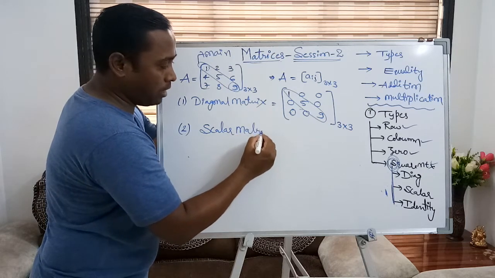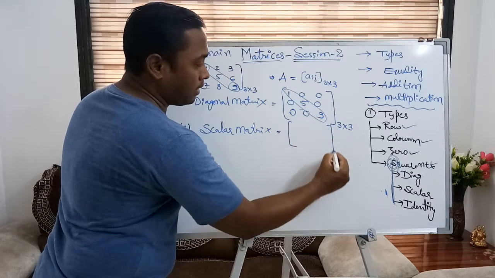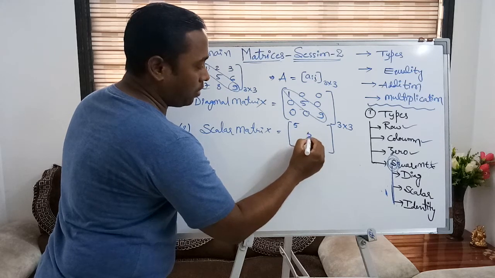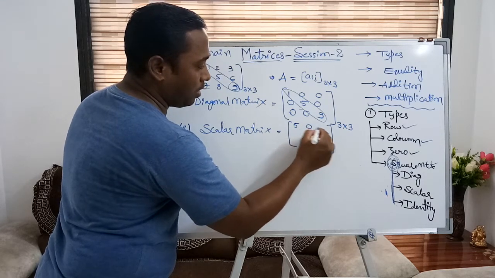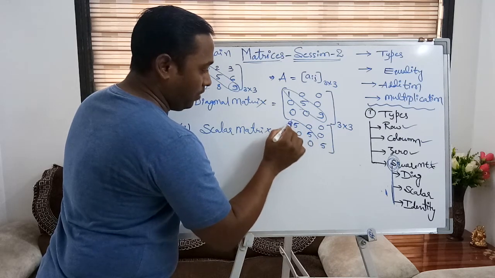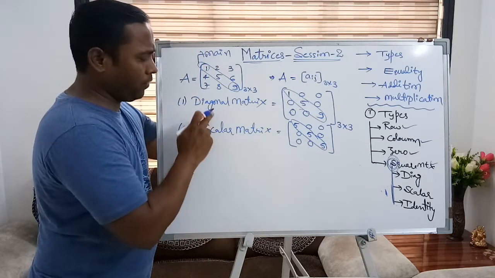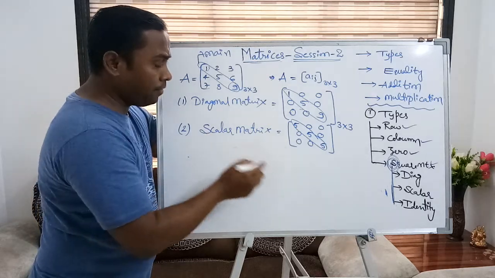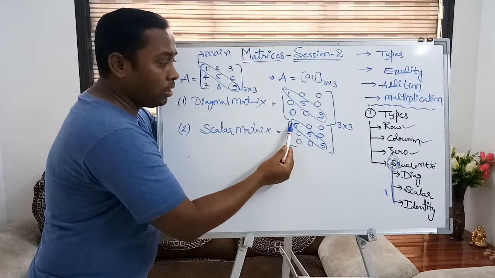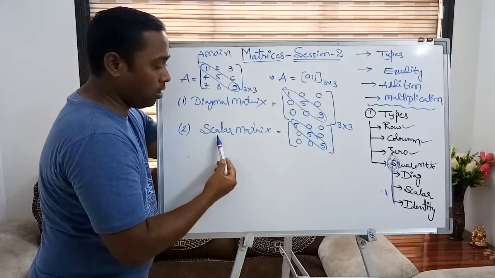Scalar means a constant matrix or number. A scalar matrix means, except the diagonal elements, let us say I am keeping 5 5 5, other elements are zeros. You can also say it is a specific case of a diagonal matrix. If in a diagonal matrix all the diagonal elements are identical or the same, then it is called a scalar matrix.